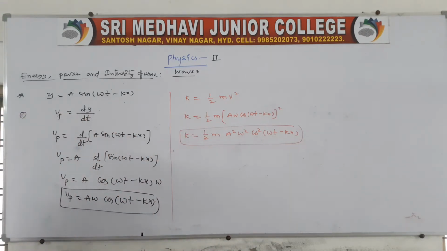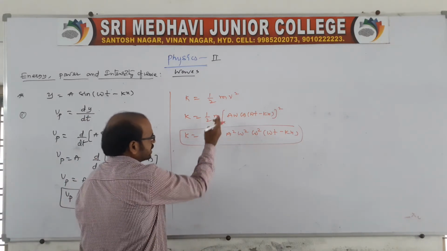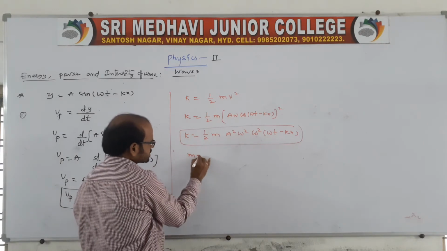So, suppose you take the kinetic energy per unit volume. Shall I take it like this? Kinetic energy per unit volume means dividing by the mass, which you take as volume into density.